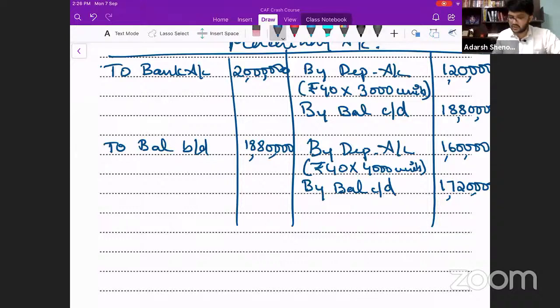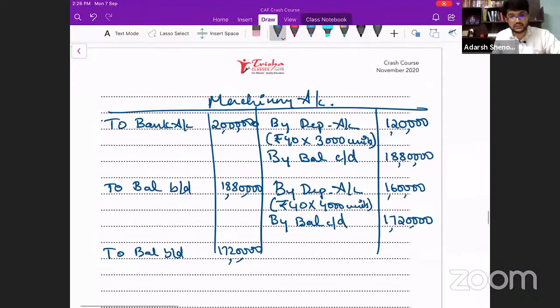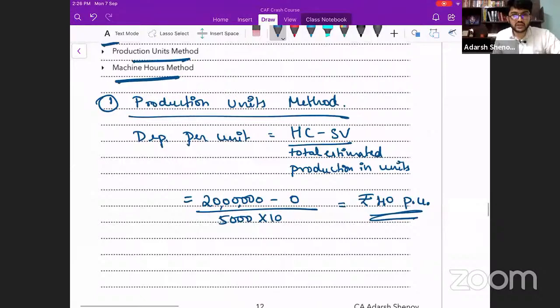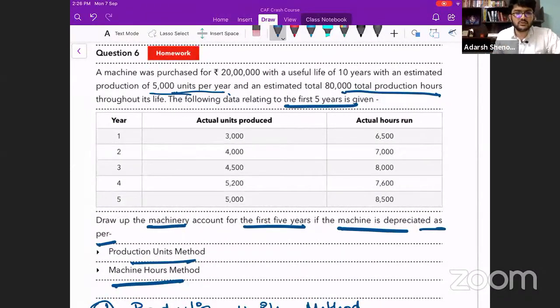So the answer is how much? What is the answer we got? 17,20,000 is the balance. So the balance brought down is also 17,20,000. Can you continue this? Yes, you can continue this, right? Just tell me the depreciation amounts once. We will just calculate the depreciation amounts for each year.